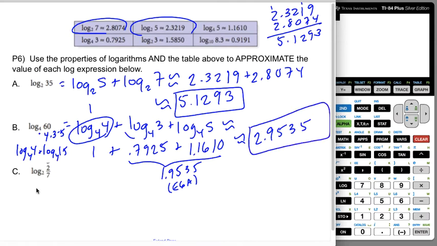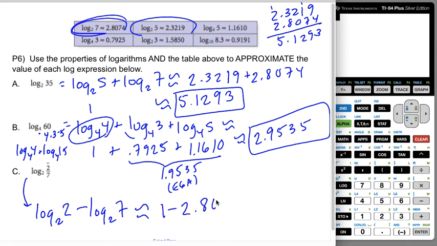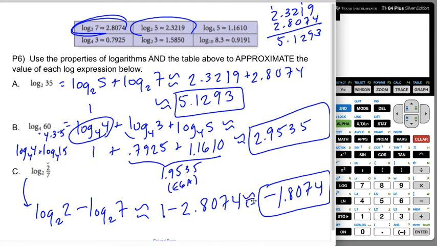And then for the last one, we have the log base 2 of 2 over 7. So that's going to be the log base 2 of 2, which is a 1, minus the log base 2 of 7, which we have a value for. So we're going to get 1 minus 2.8074, so that's a negative 1.8074. And that is it. All right. So that should be approximate because it's approximate. All right, so that's it for our section 6.4.